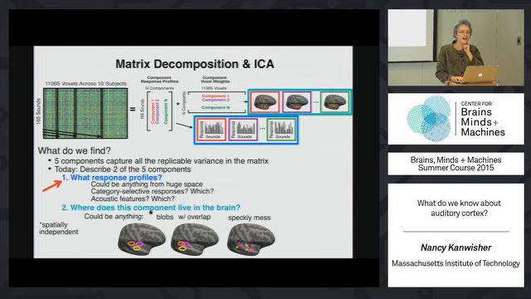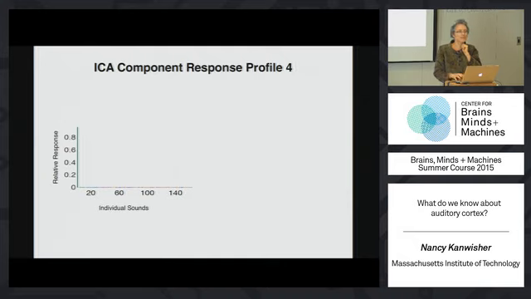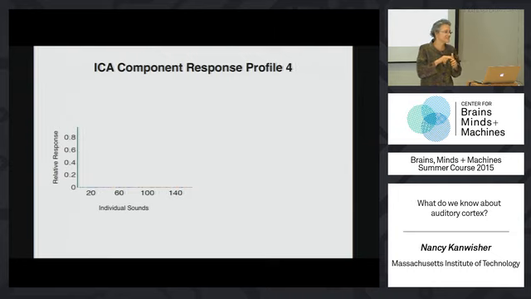Okay, so what we get with the response profiles is 4 of them are things we already knew about auditory cortex. One is high frequency selectivity and one is low frequency selectivity. That's tonotopic cortex. That's the one thing we knew really solidly.